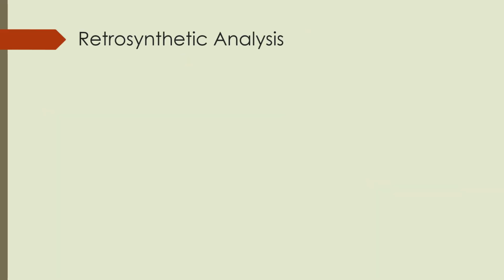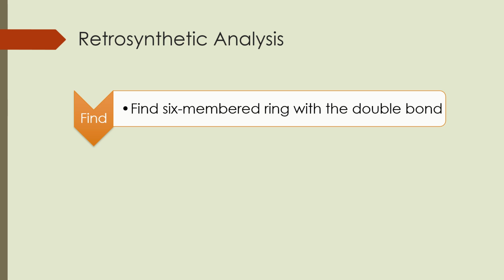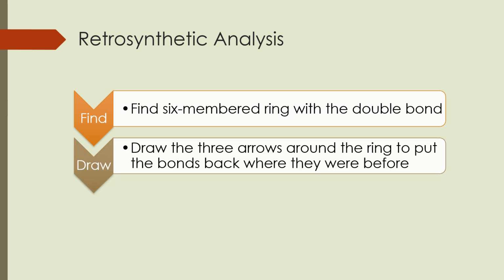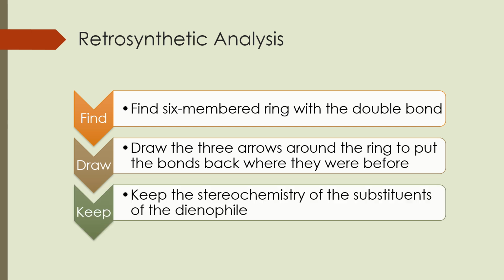If you need to find the reactants from a product of a Diels-Alder reaction, first find the 6-membered ring with a double bond. Then draw the 3 arrows around the ring to put the bonds back to where they were before. Make sure to keep the stereochemistry of the substituents on the dienophile. Remember that cis substituents give you a cis dienophile.